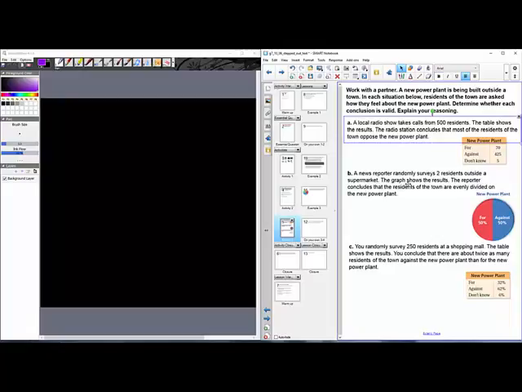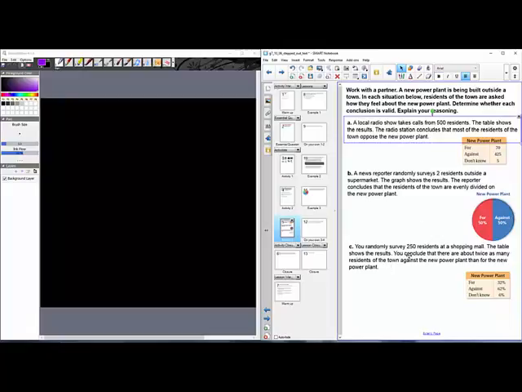A news reporter randomly surveys 2 residents outside the supermarket. Just 2 people, and they ask about the power plant. It says one is for and one is against. Well, that's only 2 people. I probably need more than 2 people to do it, so this is not valid.